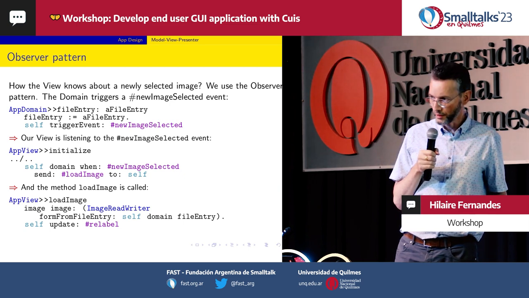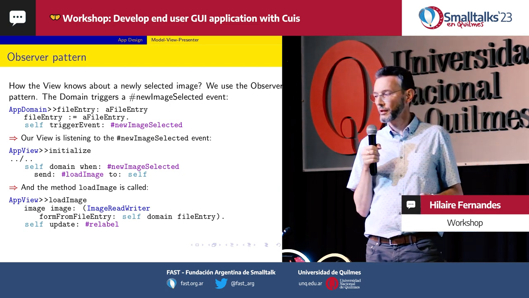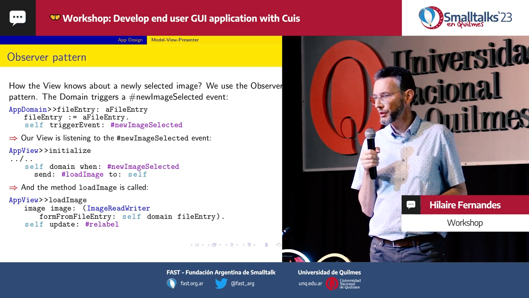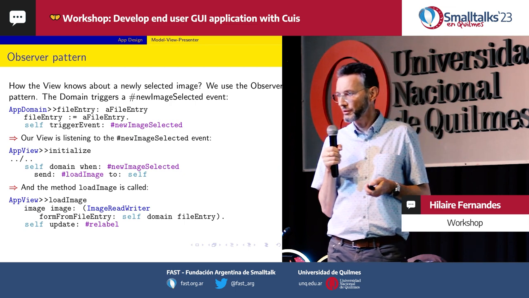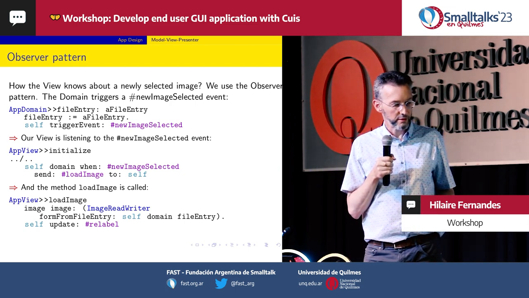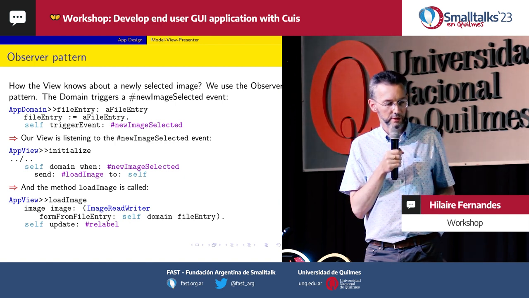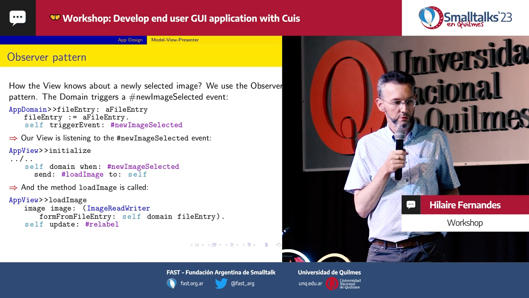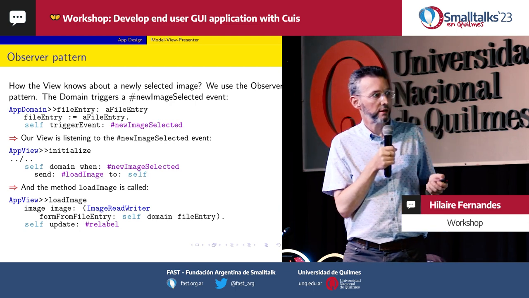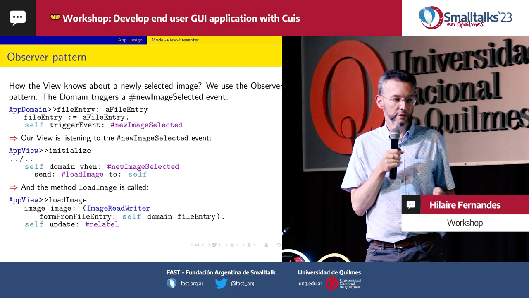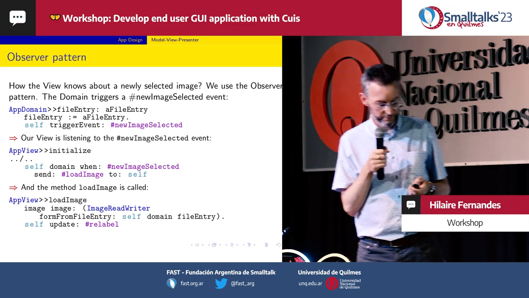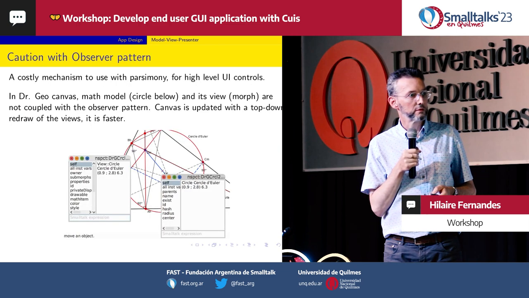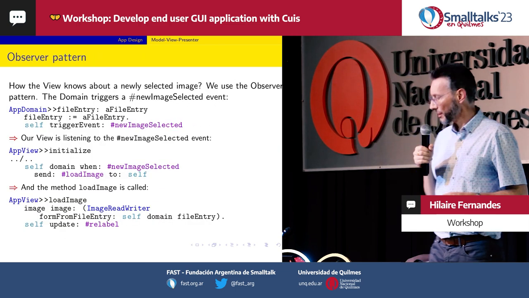This is part of Cuis, actually, because the view is a system window. System windows listen to the model. And when this update event is sent, the view will send the appropriate message to rename the label on the top of the window. Okay, maybe we take a look.